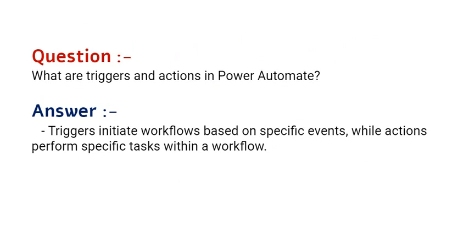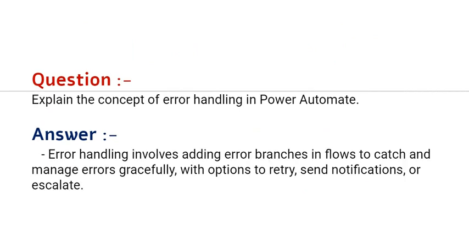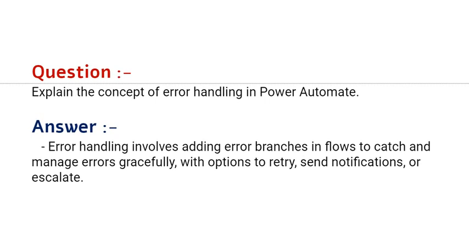Our next question is, what are triggers and actions in Power Automate? Your answer should be, triggers initiate workflows based on specific events, while actions perform specific tasks within a workflow. Our next question is, explain the concept of error handling in Power Automate. Your answer should be, error handling involves adding error branches in flows to catch and manage errors gracefully with options to retry, send notifications or escalate.